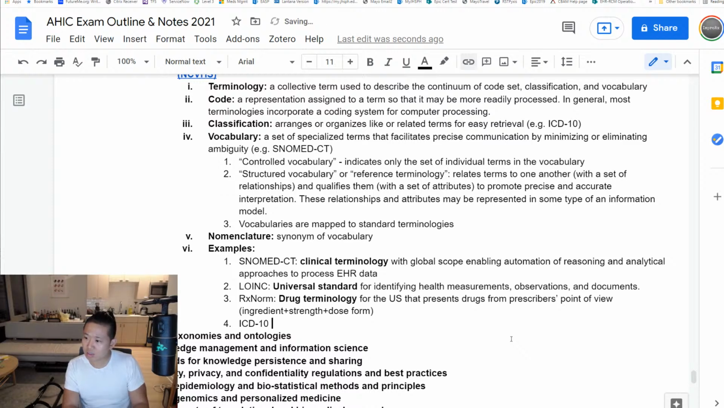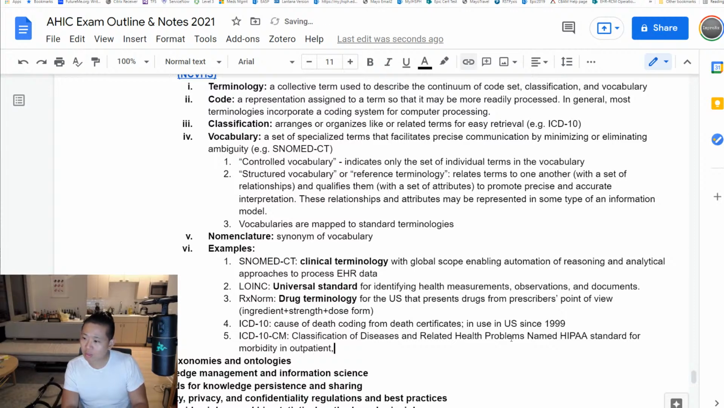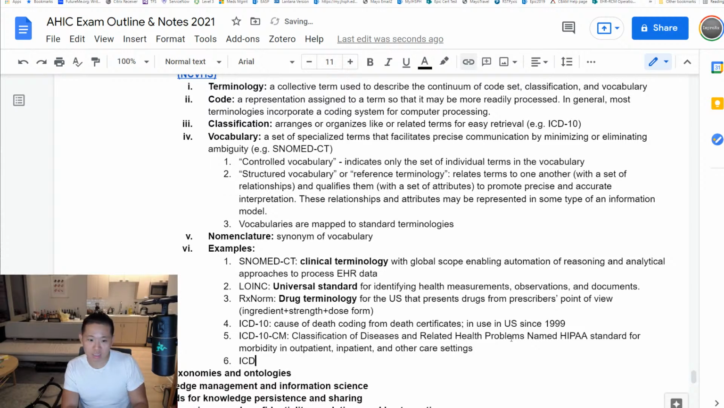ICD-10 is cause of death coding, and death certificates in use in the US since 1999. ICD-10-CM, classification of diseases and related health problems, is the HIPAA standard for morbidity in outpatients and other care settings. Just put that right there.